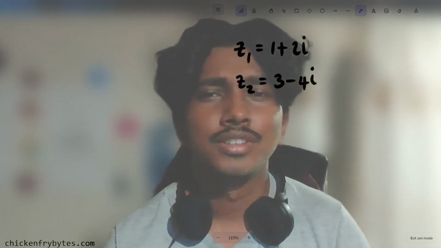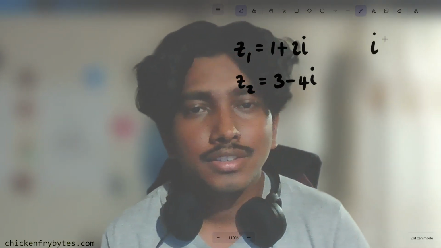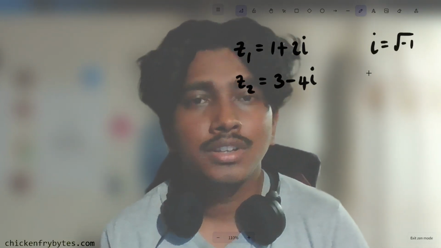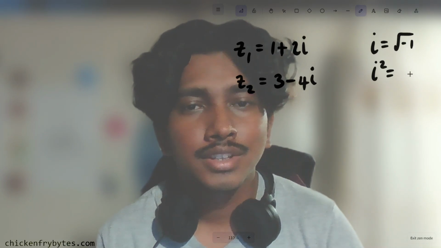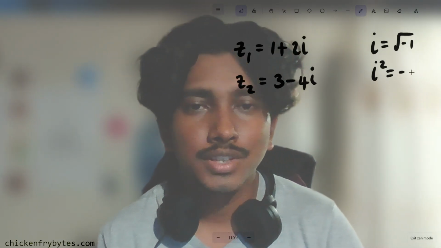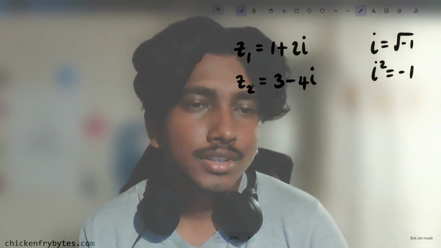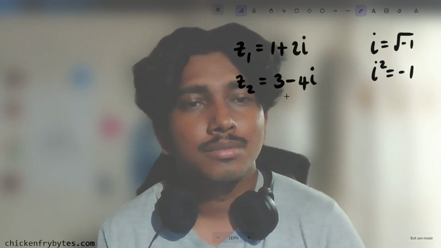Now, there's a reason that we actually study the powers of i, right? Specifically, we know i is equal to the root of -1, and i squared, by default, when we square the square root of -1, we just get -1, right? This will come into play when we do the multiplication of complex numbers.